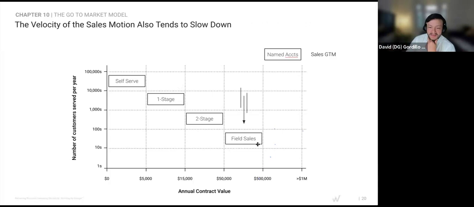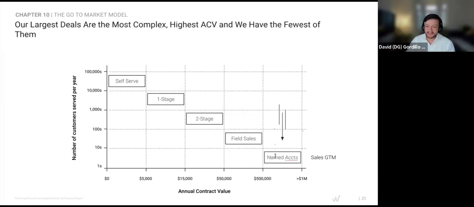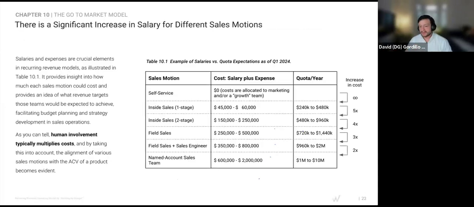For instance, in the field sales, you tend to have legal teams that are involved, procurement teams that are involved, and those teams tend to be very, very slow. And then we get into the named accounts, in which we are servicing just a few or a handful of accounts per year with a very complex sales motion and a lot of people involved. So just to keep in mind, whenever we are moving from left to right, we are increasing significantly the amount of money that we need to invest in those sales motions.